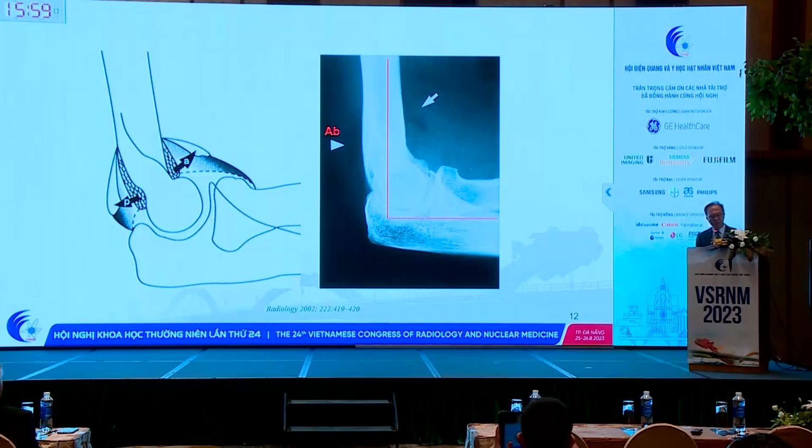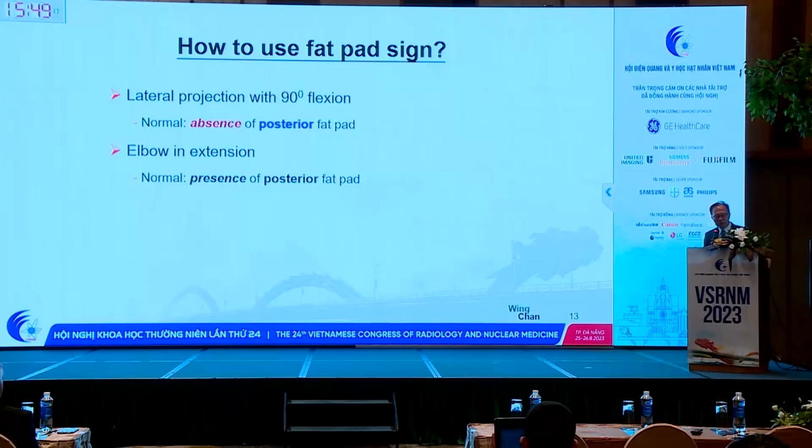That is the only finding to look at the abnormal, the red highlight for the posterior fat pad sign, okay? So with the lateral projection at 90 degrees, absence of the posterior fat pad is normal. Presence of the posterior fat pad is abnormal. We have to look at the radial head. Okay, so forget about the extension. You don't need to remember the extension radiograph. Just repeat the radiograph at 90 degrees. So don't use it for interpretation. Okay, this is the first concept.